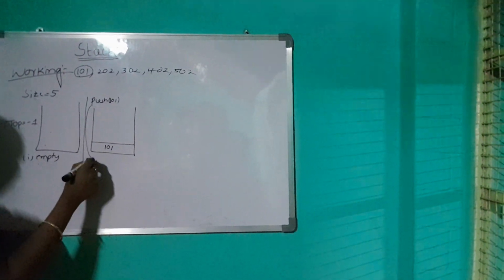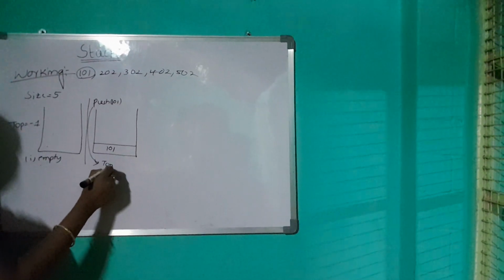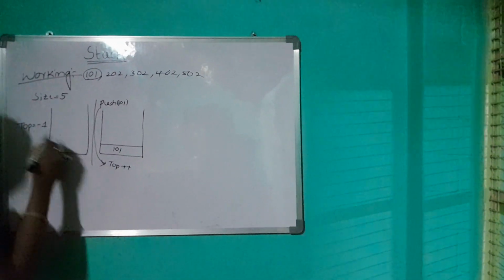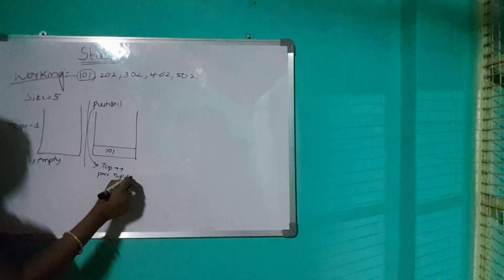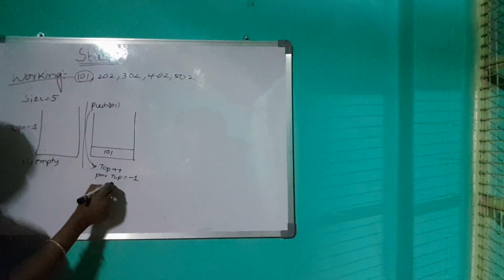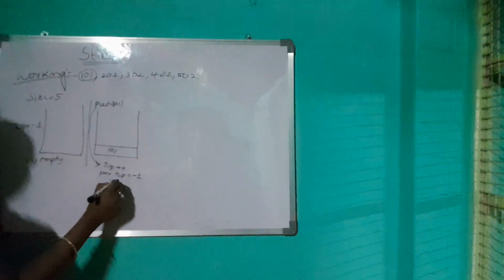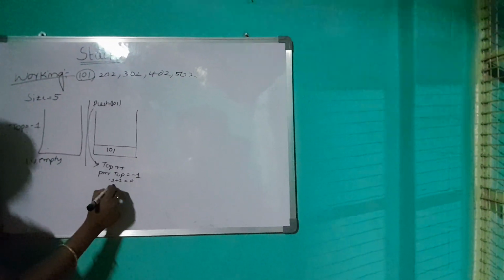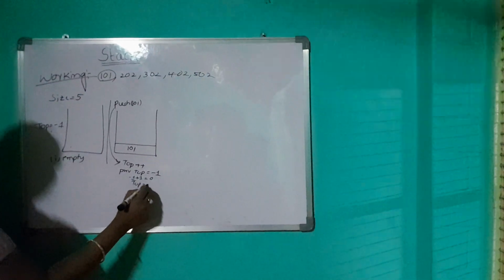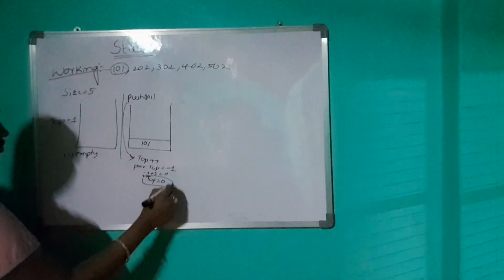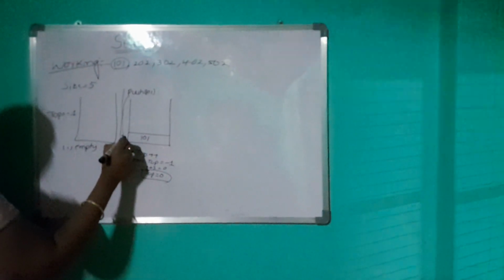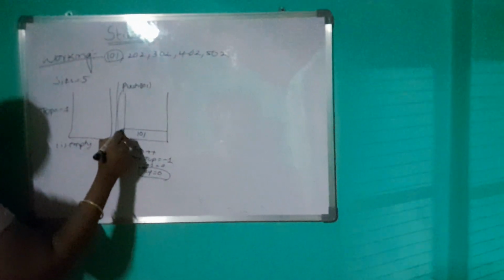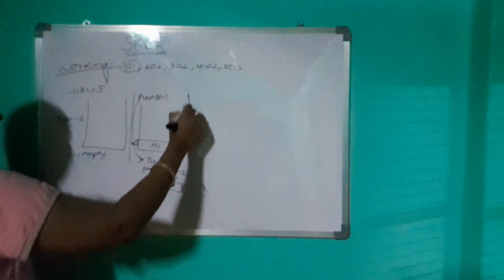When we perform push operation, top gets incremented. Previous top is minus 1. Now top gets incremented. Minus 1 plus 1, that is 0. Top becomes 0. This is the condition. Okay, top is equal to 0. This index is 0. Next step.